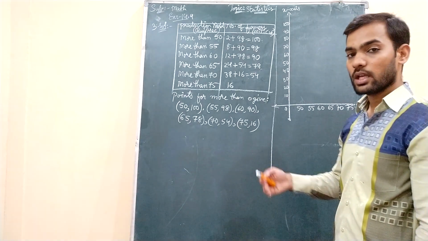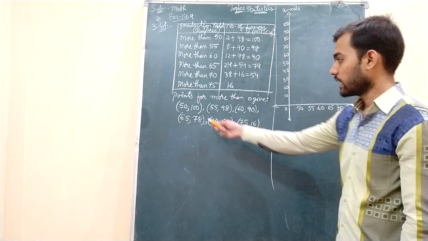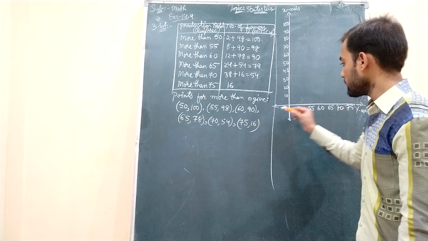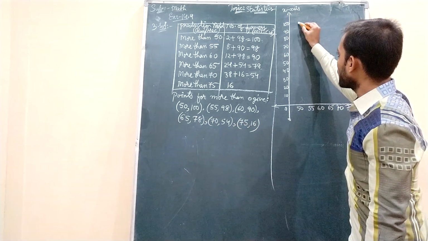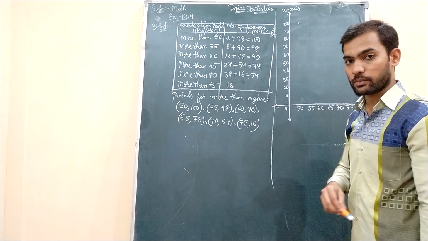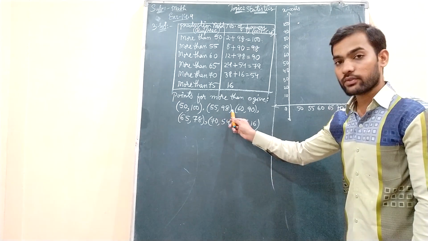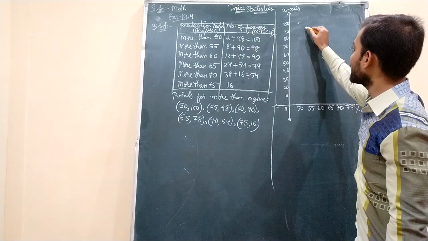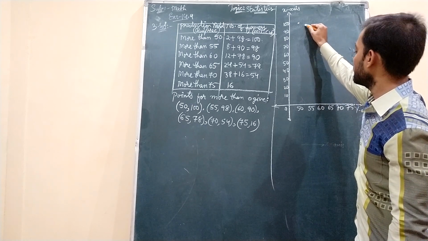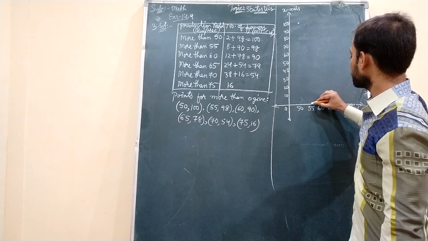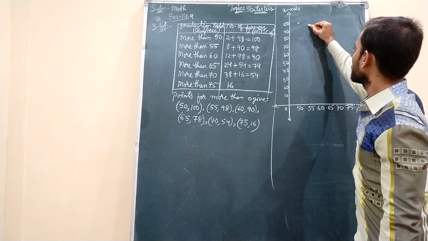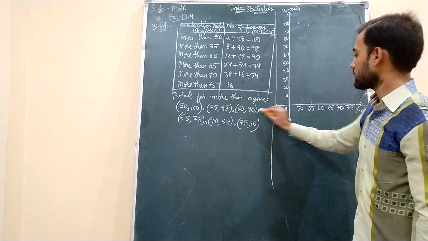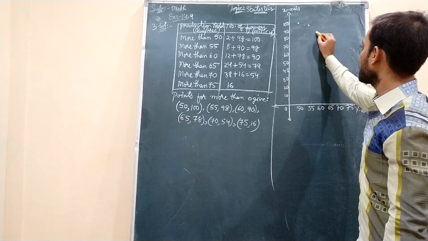Now it is the time to plot the points that you have got. First point is 50, 100, which means on 50 you need to plot at 100. This is your first point. Next point is 55, 98. So on 55, 98 means after the 90 line, the 8th line indicates 98. On 60, we need to plot at 90 here.